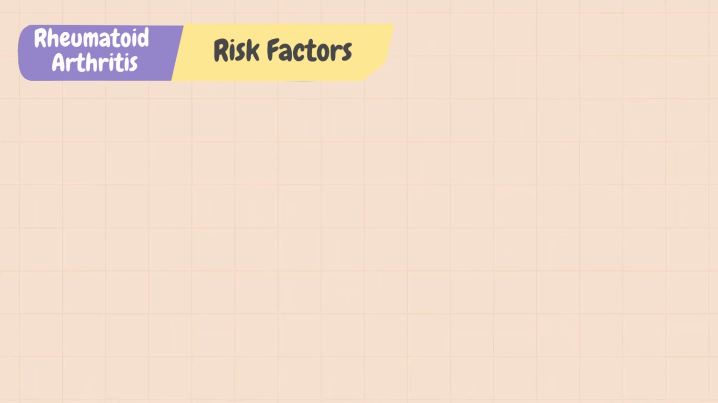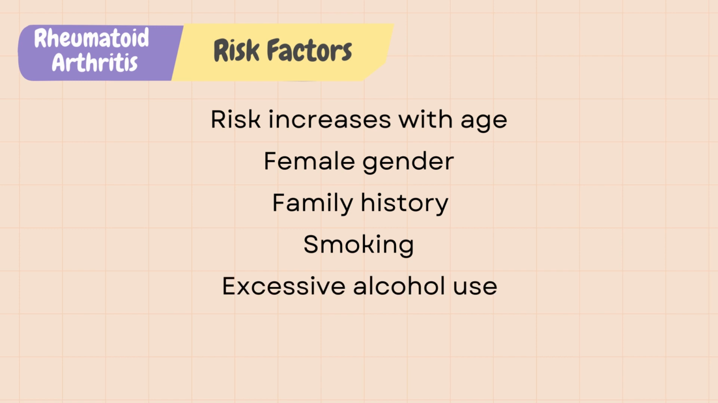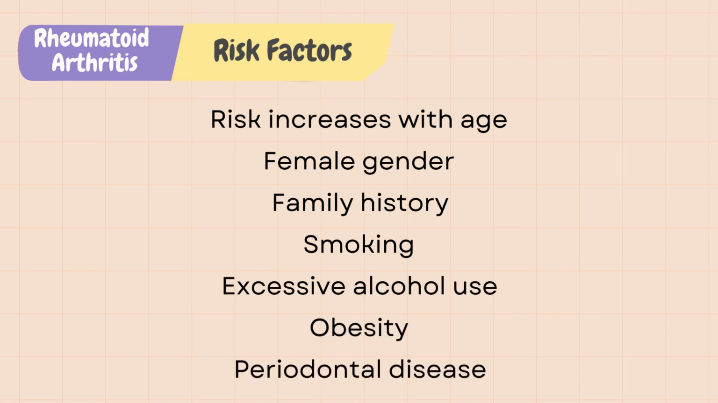Risk factors. RA can happen at any age, but risk increases with age, and risk is also higher for female gender and those with family history of RA. Any conditions that cause inflammation in the body, such as smoking, excessive alcohol use, obesity, periodontal disease, and infections, can trigger an autoimmune response.